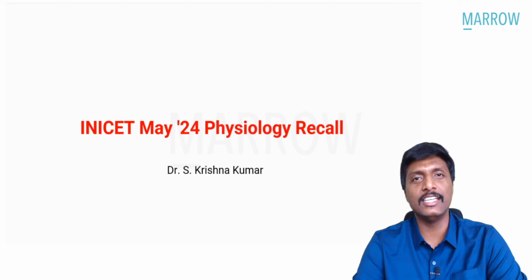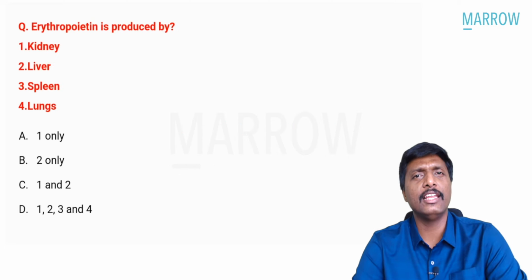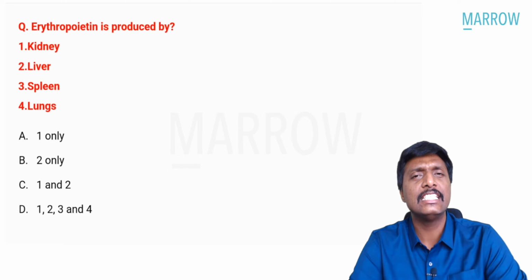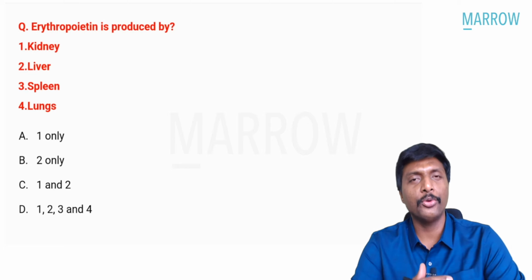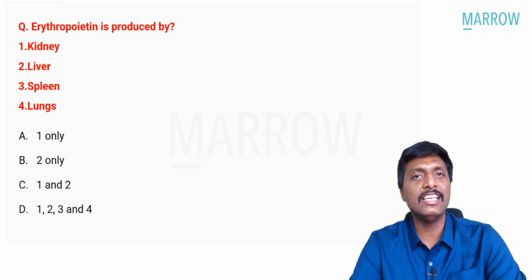Now the first question, guys, from a very familiar area. Erythropoietin is produced by. When you see this question, the relevance: just think about a chronic kidney disease patient who is undergoing dialysis. We usually give the erythropoietin drug from outside. Why? Because his kidney, with chronic kidney disease, is not able to produce the erythropoietin. That is the relevance of this question.